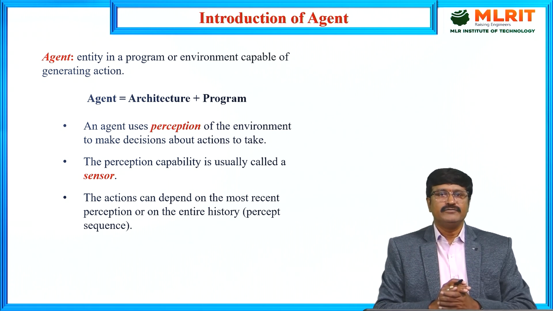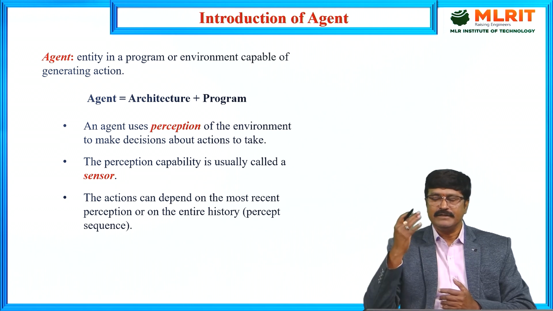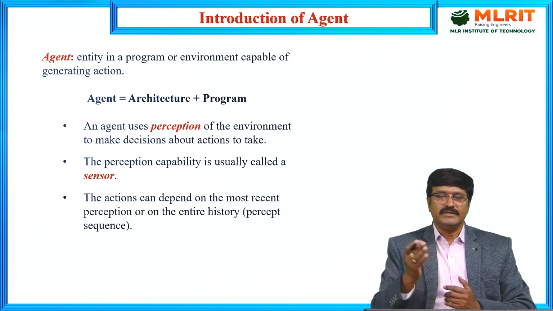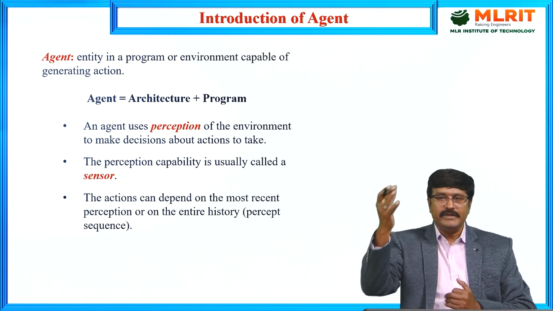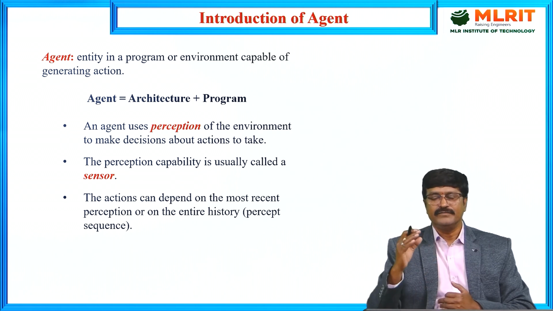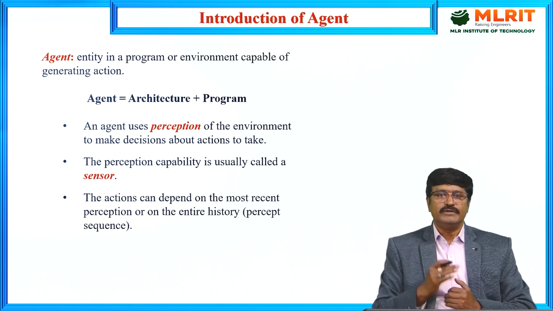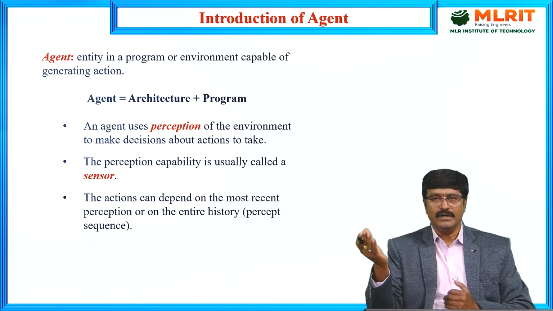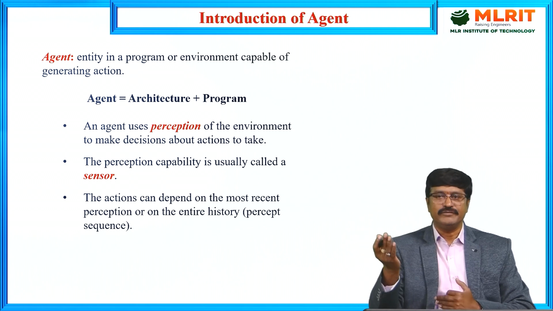An agent uses the perception of the environment it is working in, and makes decisions based on the perceptions. It takes the decisions and takes the action on the environment. The perception capability is usually called a sensor, and through sensors you take the perceptions from the environment. The actions can depend on the most recent perception or on the entire previous history. The action is carried out through actuators.